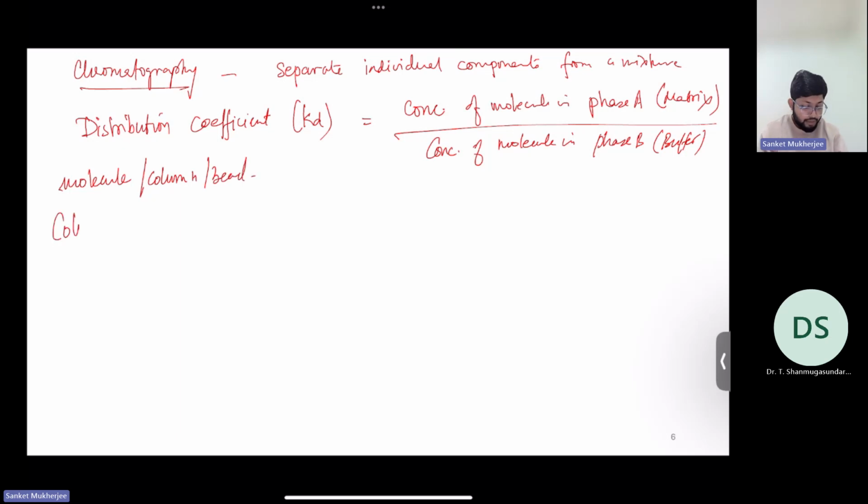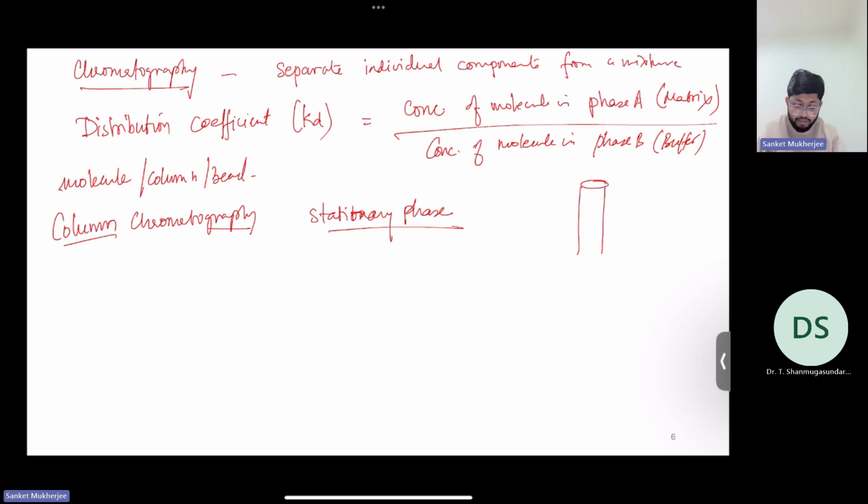So in column chromatography, there is a stationary phase, which is the column. And the analyte, so if this is the cylindrical column, the analyte is loaded from the top, it passes through the column, and you get the eluent. So this is the eluent, this is from where you give the analyte or the sample, whatever you call it.